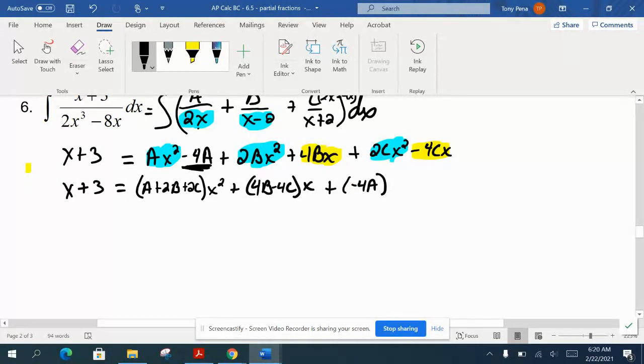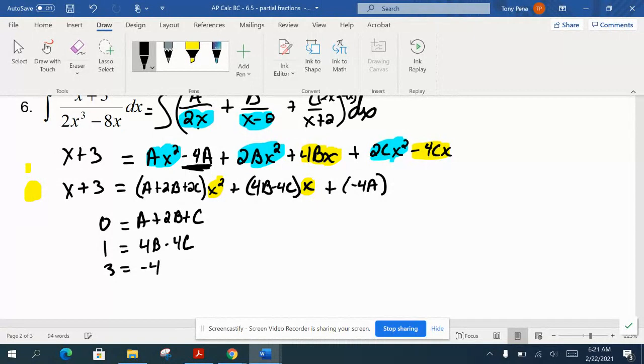So from there, the x squared term on the right, notice how there isn't one over here. So that would then just mean that a plus 2b plus 2c is equal to 0. We do, however, have an x to the first term over here. That's a 1. So the 1 must equal 4b minus 4c. And then last but not least, the 3 has to equal a negative 4a.